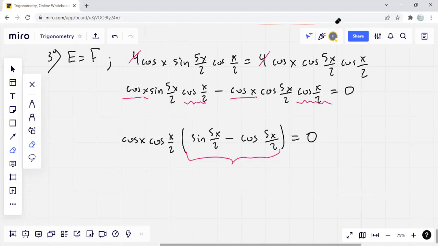Now what can we do with this one here? Sine minus cosine.